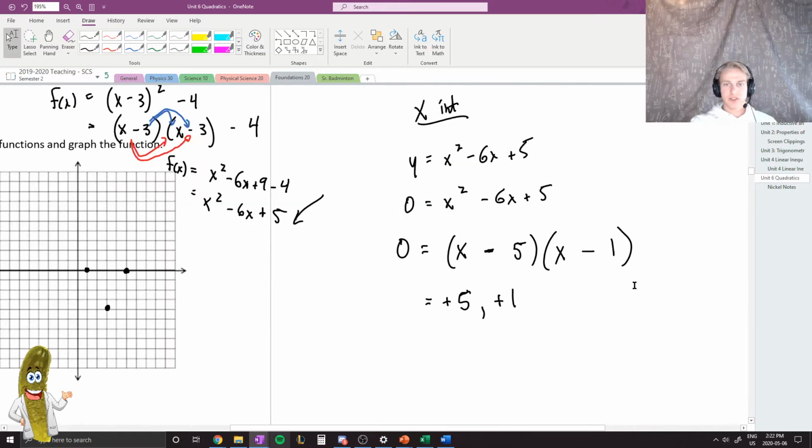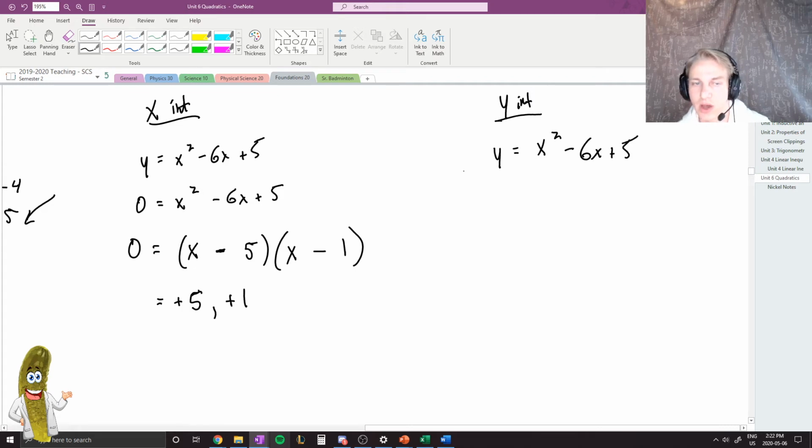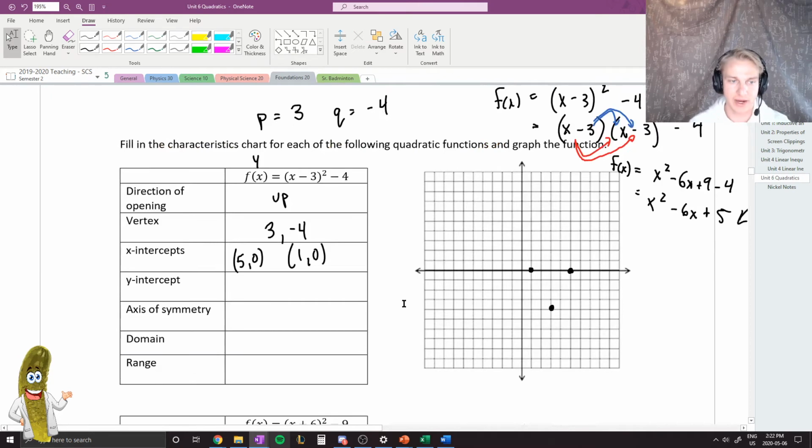If I wanted to solve for my y-intercept, I know that my y-intercept will occur when x is equal to 0. So the opposite of when I solved for my x-intercept, where I made y equal 0, here I'm going to make x equal 0. Well, if x is 0, I have 0 squared minus 6 times 0 plus 5. Y is equal to 5. So I know that my y-intercept will occur at the point 0 for your x, 5 for your y. So 1, 2, 3, 4, 5, like that.